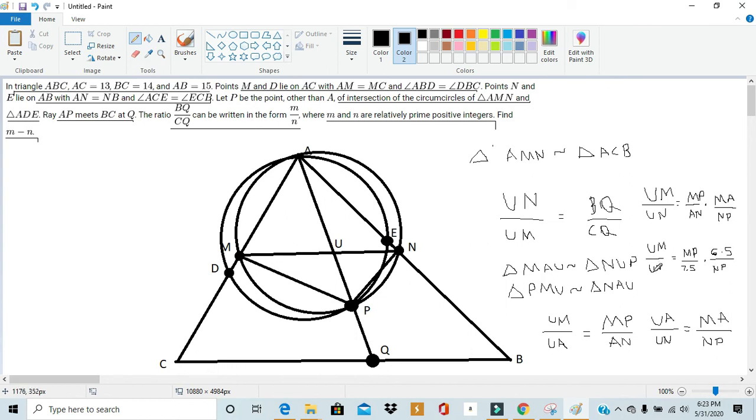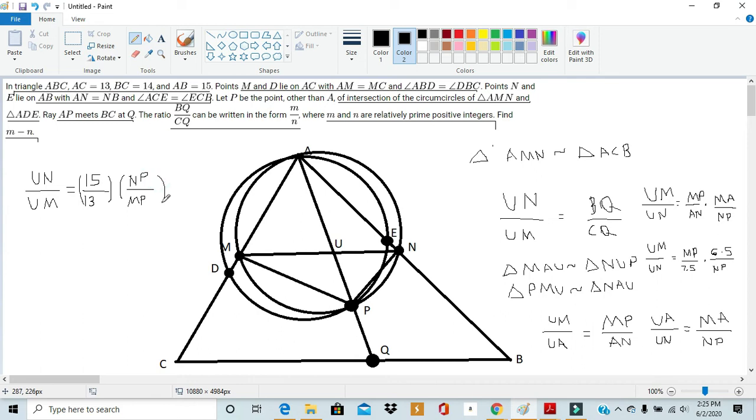So, writing it clearly in one statement, for UN over UM, we can write UN over UM is equal to the reciprocal of 6.5 over 7.5, which is 7.5 over 6.5, which can be simplified down to 15 over 13, times the reciprocal of MP over NP, which is simply just NP over MP. So now all that's left to do is compute what NP over MP is, plug into the equation, and then we get what UN over UM is. And since we know that UN over UM is equal to BQ over CQ, solving for UN over UM will give us the answer. So let's try to solve for NP over MP to solve this problem.